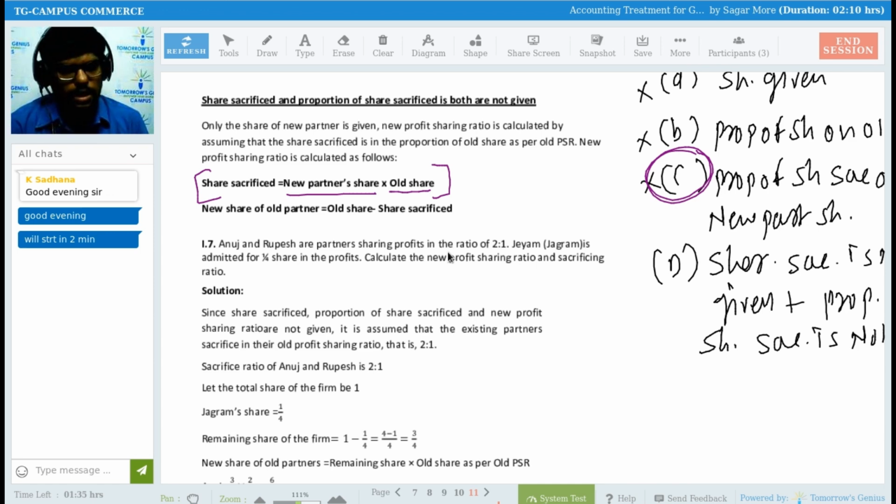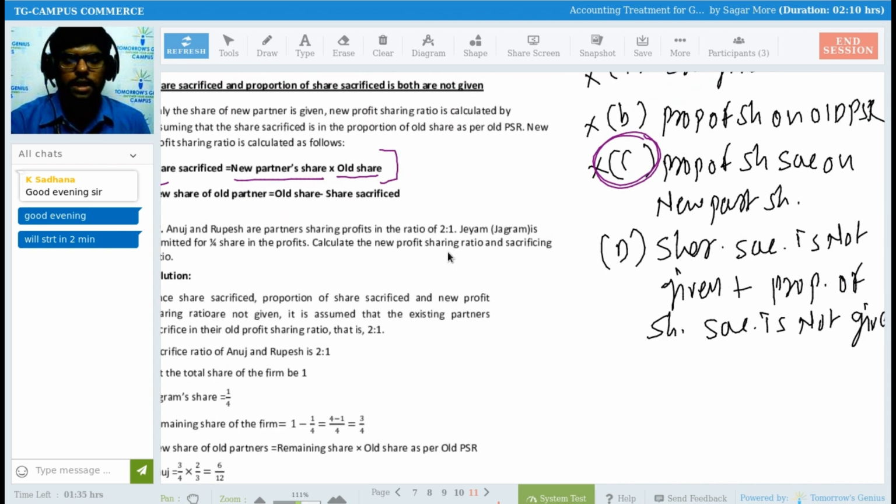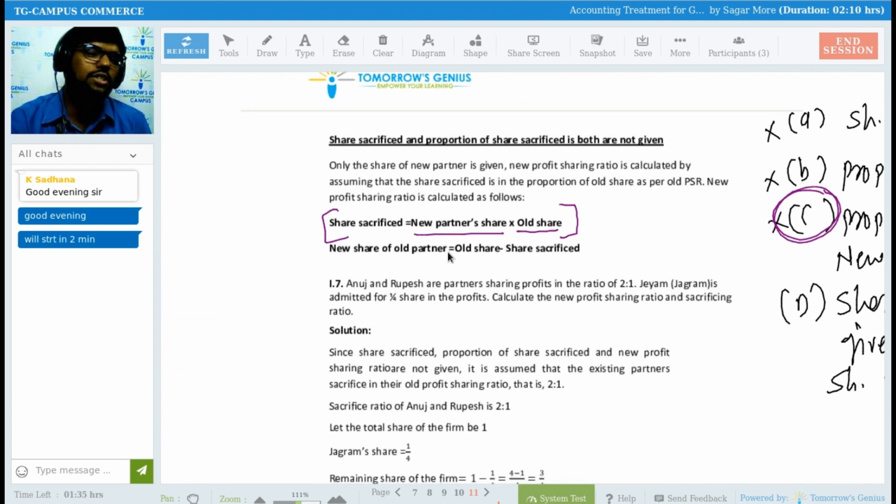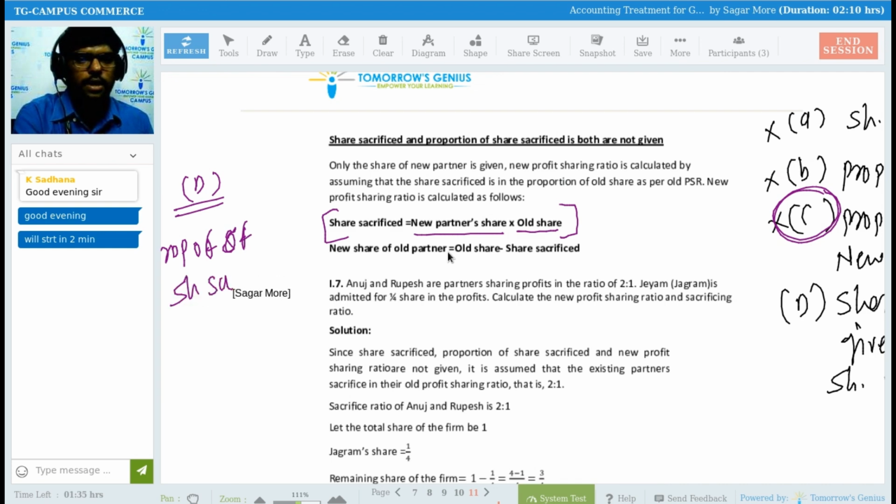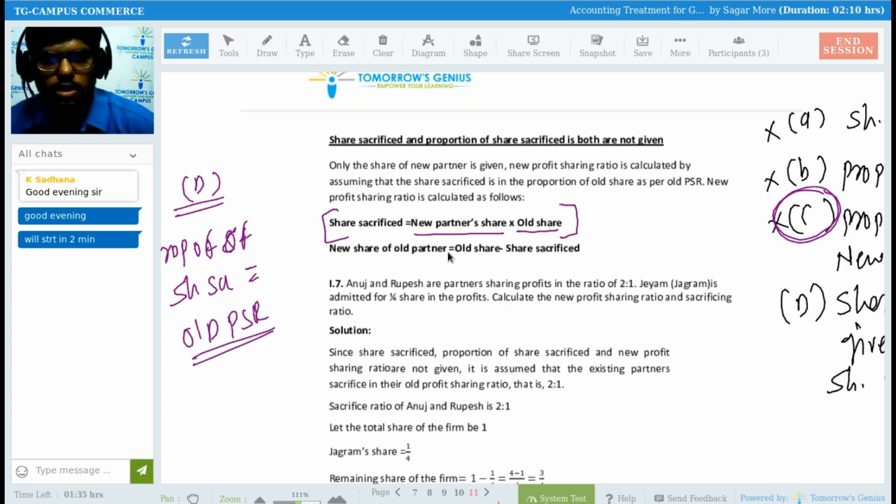Getting? So what is the assumption over here? If I simplify D once again, I can say D and C are one and the same. Only in case of D, the proportion of share sacrifice is equal to the old PSR, the old profit sharing ratio we have to consider. Shivarish, Dhanushri, Sadhna, getting? If I compare this one with the C part, it is exactly the C case that we did.